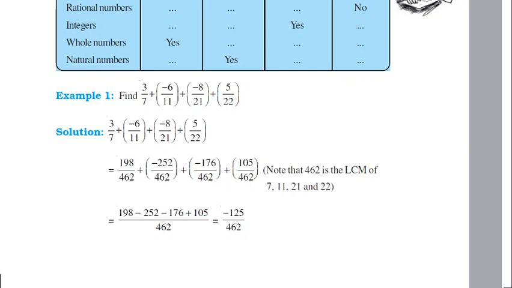Let's see the first example, that is 3 by 7 minus 6 by 11 plus minus 8 by 21 plus 5 by 22. Here in the first calculation, you can calculate it by getting the LCM of the denominators. So 462 is the LCM of 7, 11, 21 and 22. By simplification, you will get minus 125 upon 462. This is the first type of solution for this type of example.